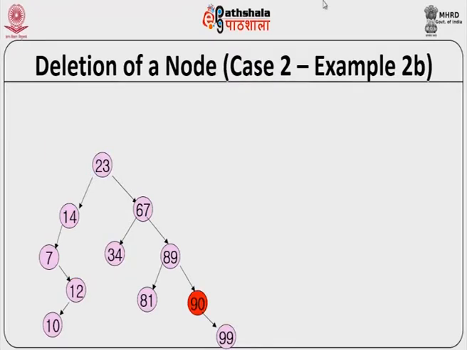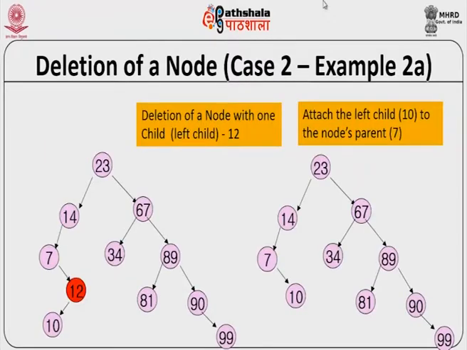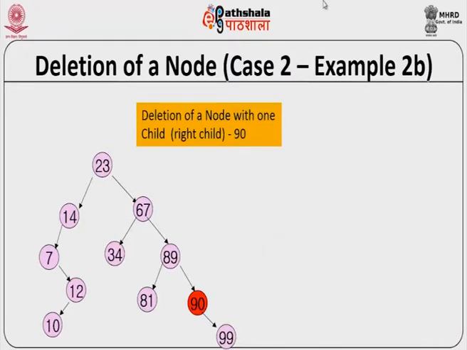So, after the left child, the node is put as the right child of 7, the parent of 12. So, this is the second case example. Now, we will see the second case itself, where we have only one child, but the child that exists there was the left child in the previous case. Here we are assuming a right child.